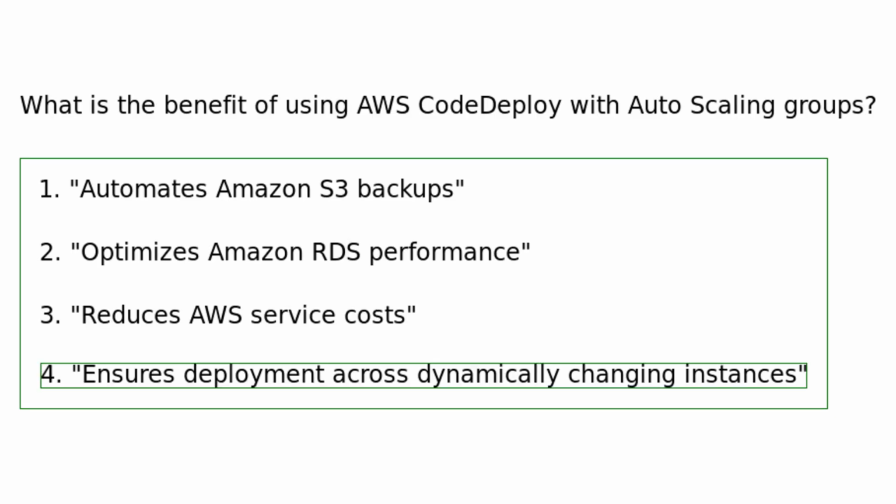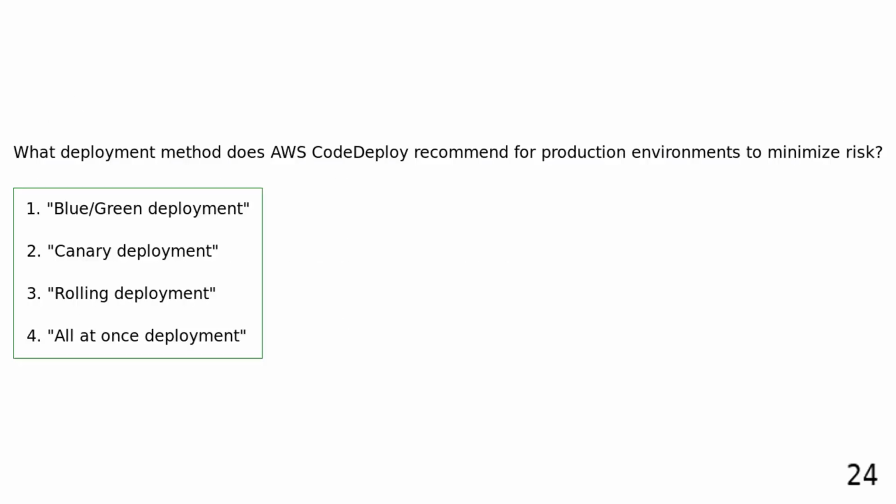What deployment method does AWS CodeDeploy recommend for production environments to minimize risk? Blue/green deployment. Canary deployment. Rolling deployment. All-at-once deployment. Blue/green deployment is recommended for production as it reduces risk by maintaining separate environments for old and new versions.